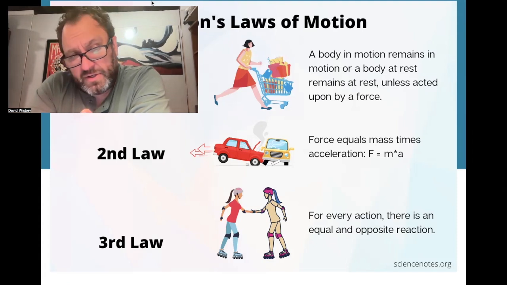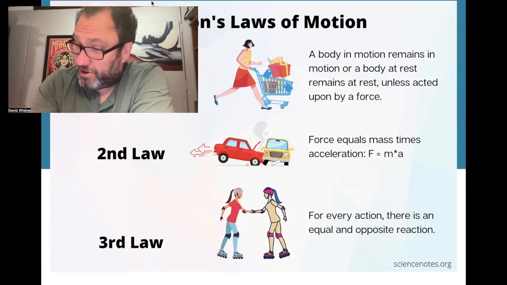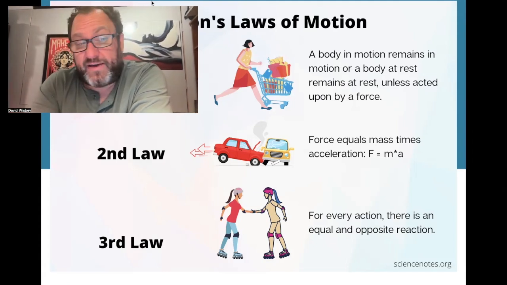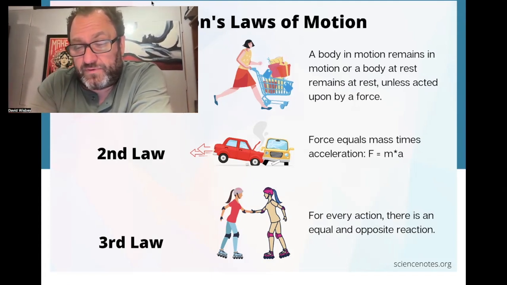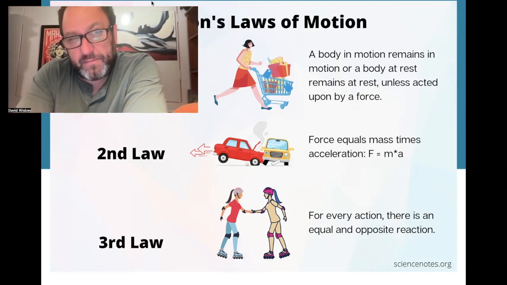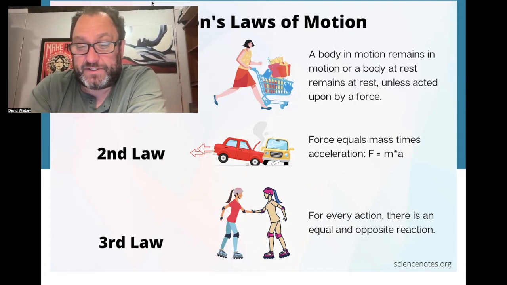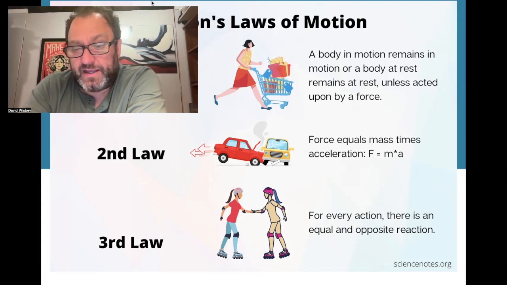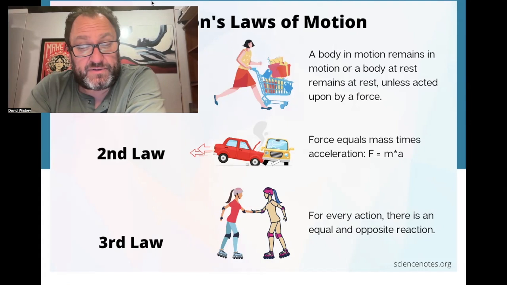Okay, Newton's second law: force equals mass times acceleration, right? This is a huge equation. Write this on your card, for goodness sakes, write it right now. F equals ma. If you don't remember anything else from this, please remember that equation: force equals mass times acceleration. Okay. And we're going to talk about that a lot. But the third law: every action has an equal and opposite reaction.